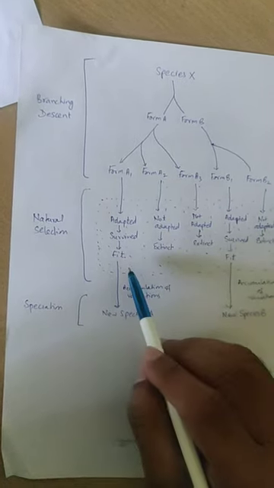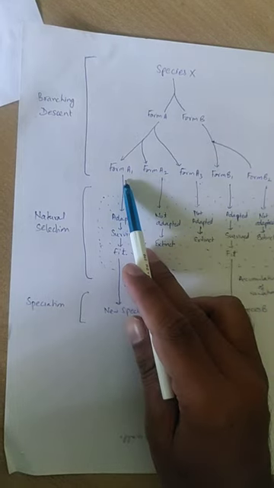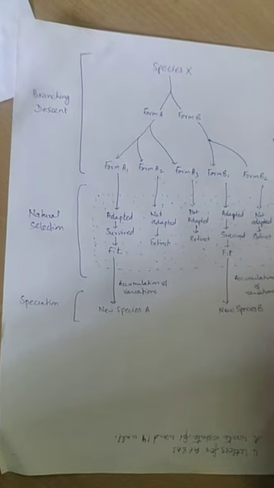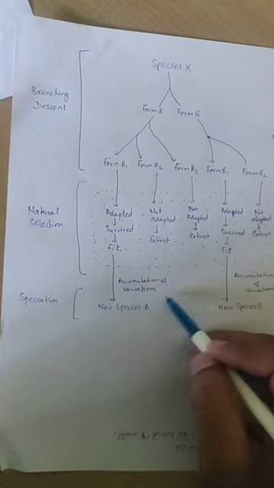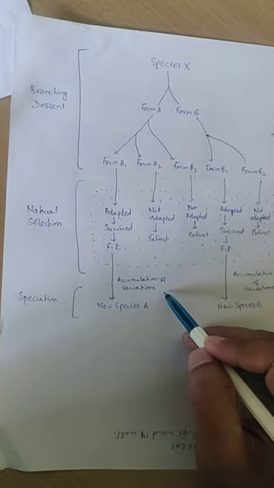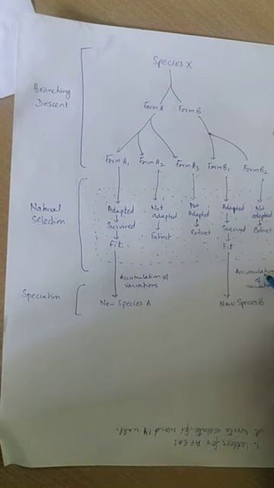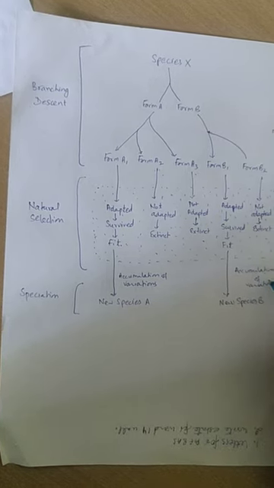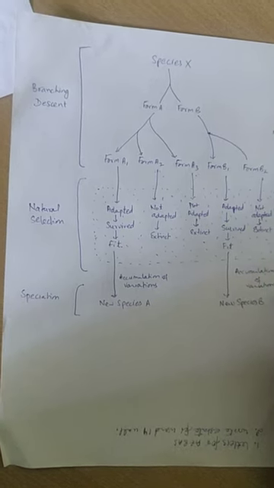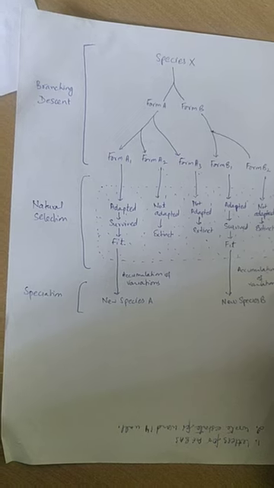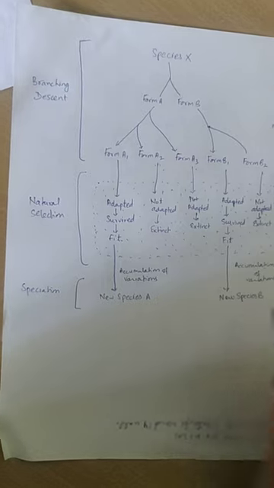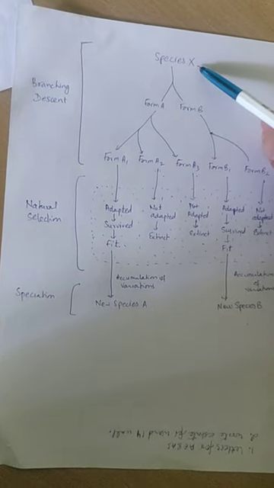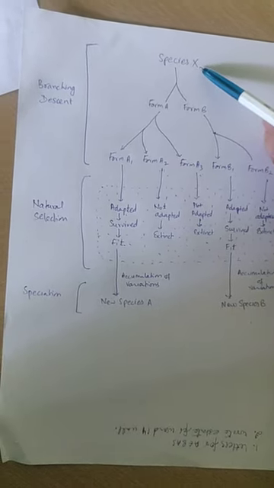Now we have seen that two forms which are fit in this new environment will accumulate variations over many more generations and will be totally different from the form B, which will also accumulate variations over many generations, and thus new species A and new species B have formed from the species X.